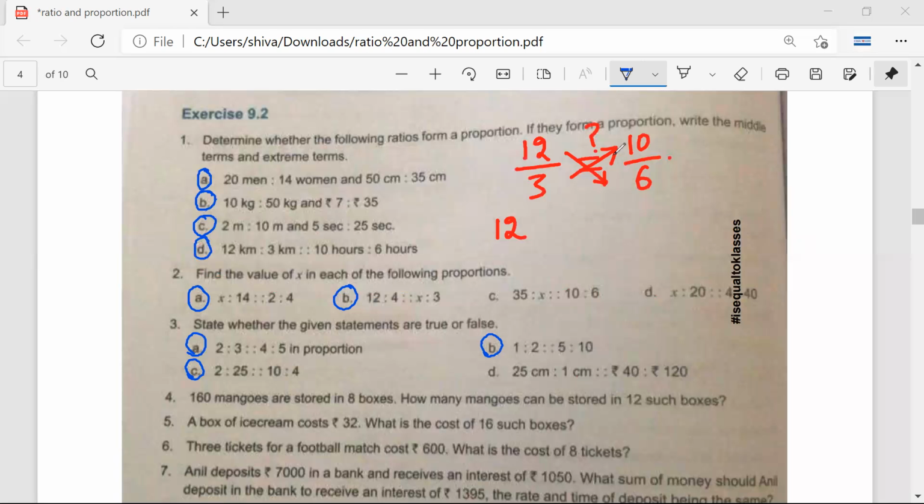Mr. Satya, have you understood? Yes. So when we cross multiply, we find 12 into 6. We want to check this, so that is why I am putting a question mark. 10 into 3. This is 72. Is 72 equal to 30? Mr. Satya?